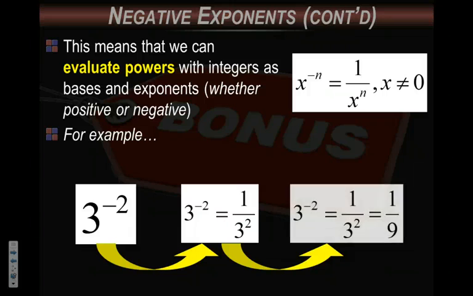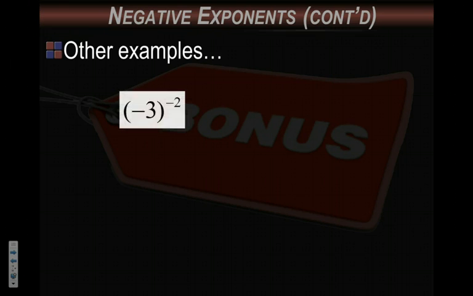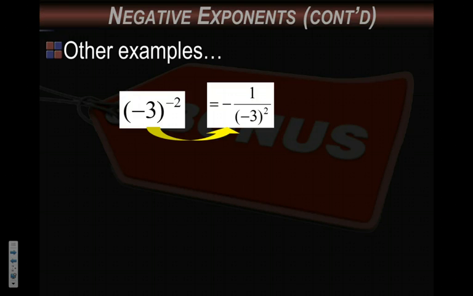Well, how could you solve that? Again, you could take 3 to the negative 2, put it as 1 over 3 squared, and you could get 1 over 9. So essentially, negative exponents are going to create fractional values. Here's some more examples real quick. What about that one? Well, it's the same as that, which is the same as that.